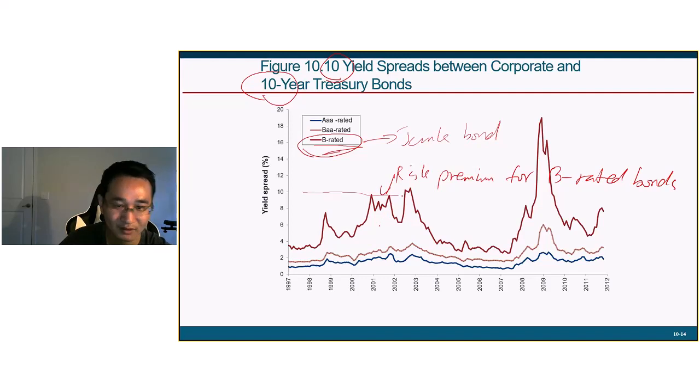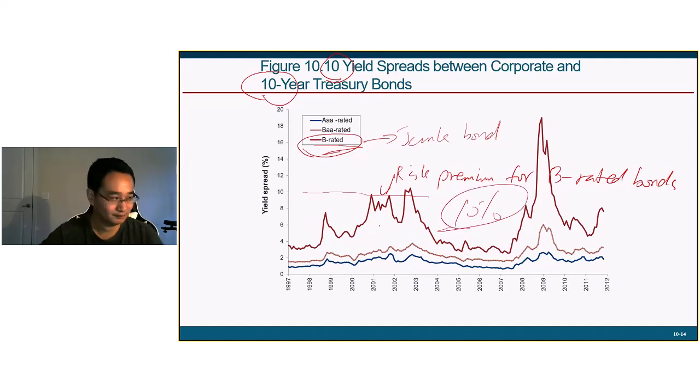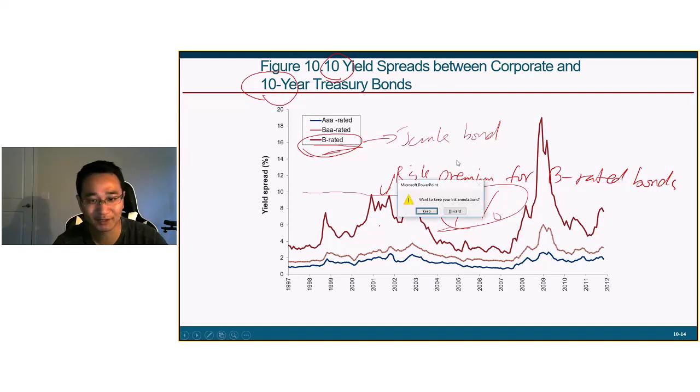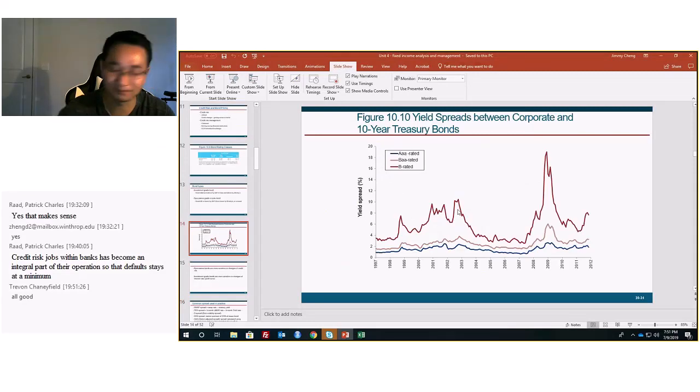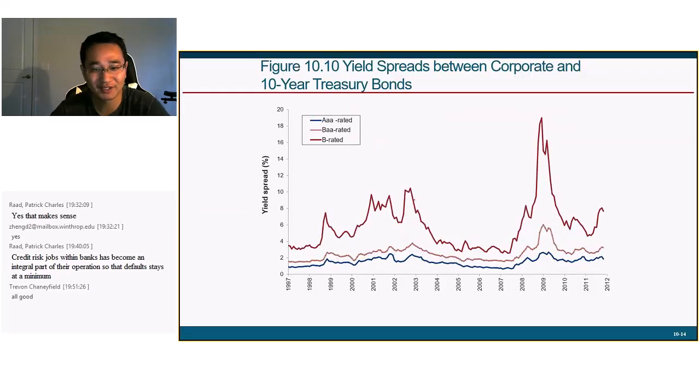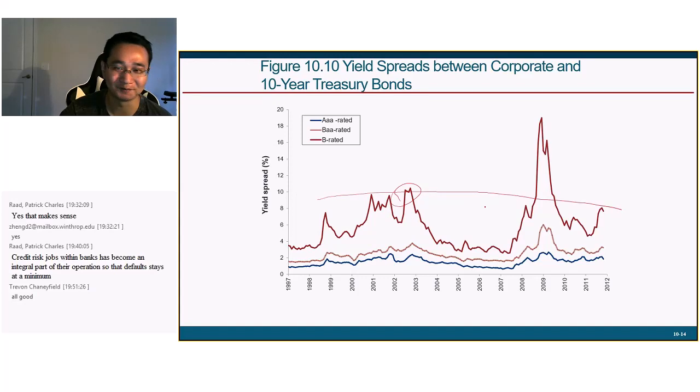How much more do you need to pay? Historically, around 10%. Can you guys see it? Any questions? I like to draw a lot. I like to write a lot. So 10% is fairly high. You guys see that? This is really risky. If you want a high return, we call it a junk bond for a reason, because it can default.